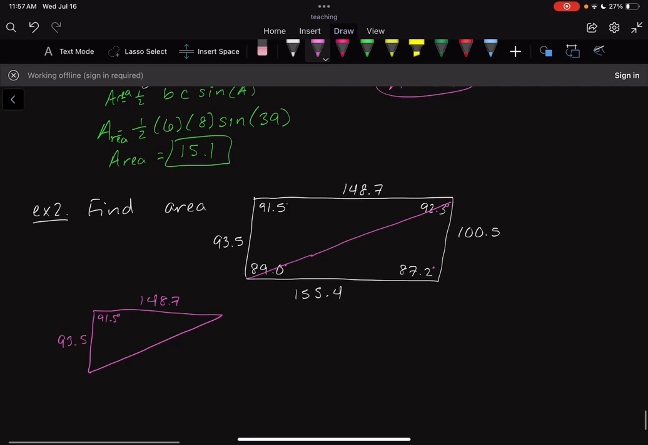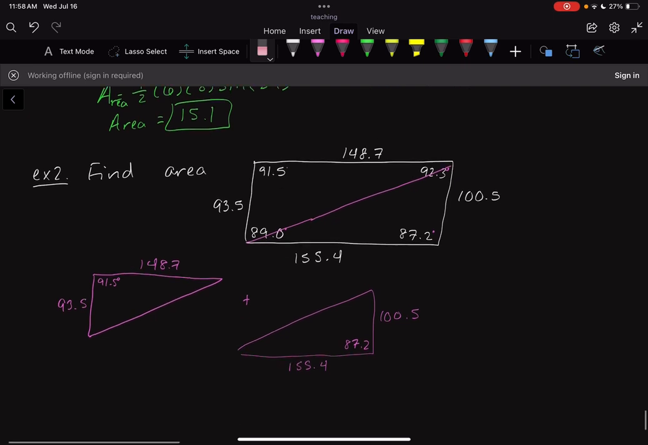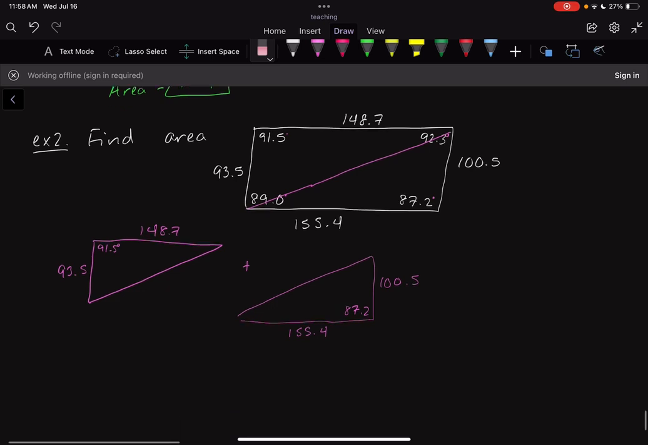So I can find the area of that triangle plus the area of the bottom triangle. You also could have split it up this way if you wanted to. That would have been fine as well. But be careful. We can't make any claims about this angle or this angle because I didn't split it in half or anything. But now I can find the area of each one of these using that side angle side relationship.